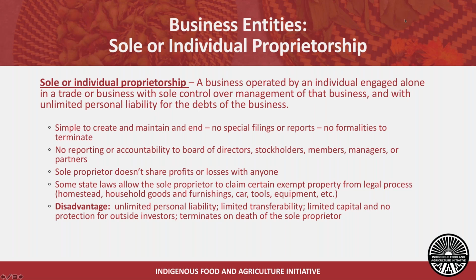And there, like I said, the disadvantages here is that there is that unlimited personal liability. You can't really transfer it because it would be your own business, and access to capital is an issue because outside investors don't really have protection if things were to go badly. And again, because you are the business, it will terminate on your death. So that's an overview of that entity structure and the way it will transfer at the end of your life if that were the structure you adopted.